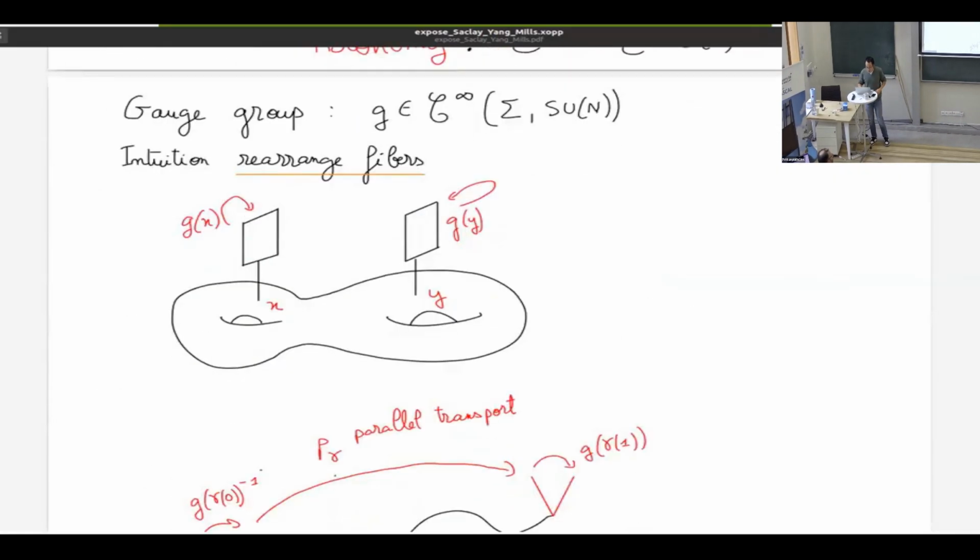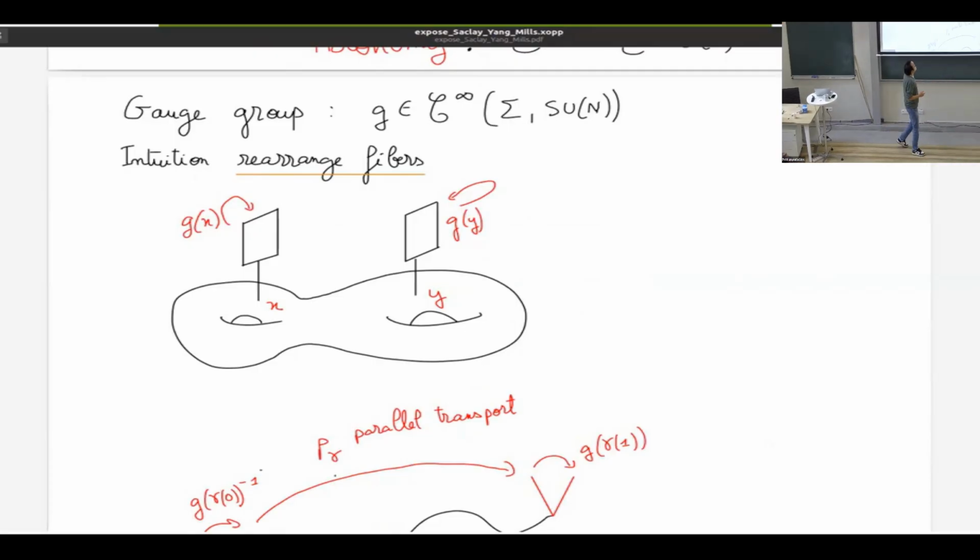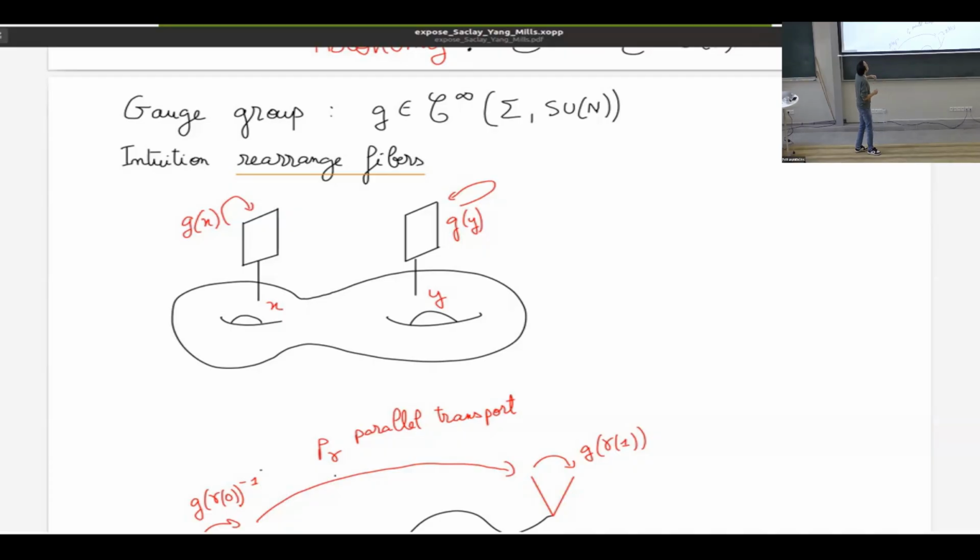Now, I'm sorry, I need to introduce some definitions before I state theorems. What can we do with this structure? When you have a vector bundle and you are given a connection, there is a group acting on the whole situation, because if I am given a smooth function valued in the Lie group SU(N), this smooth function allows me to change coordinates linearly in each fiber, like you rearrange the fiber. This infinite dimensional group is called the gauge group.